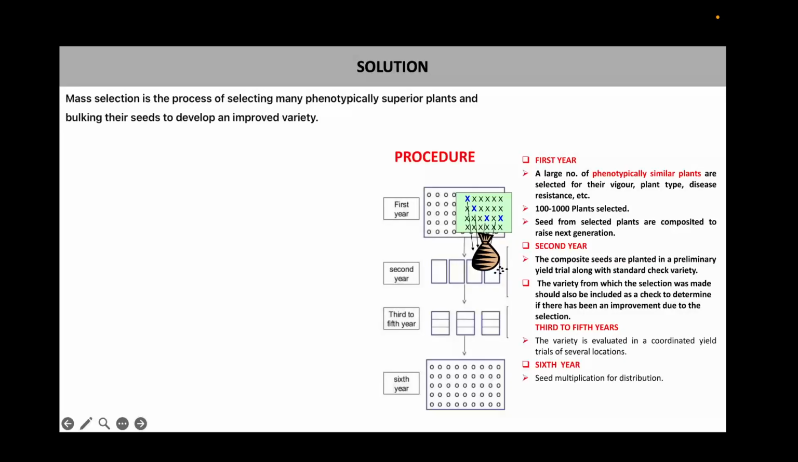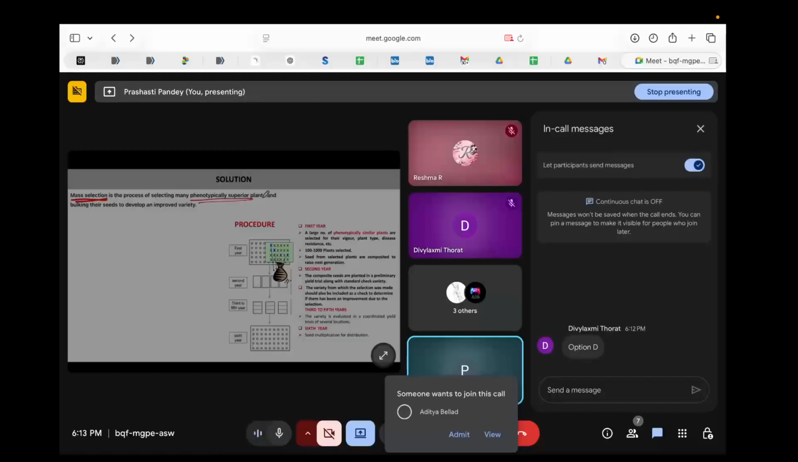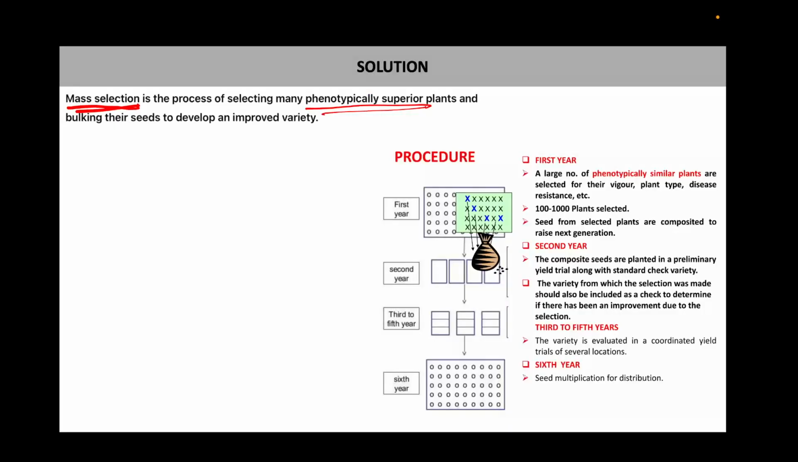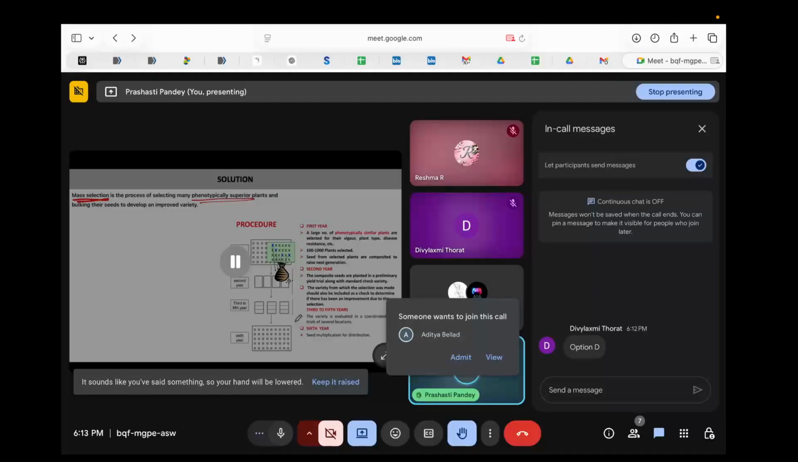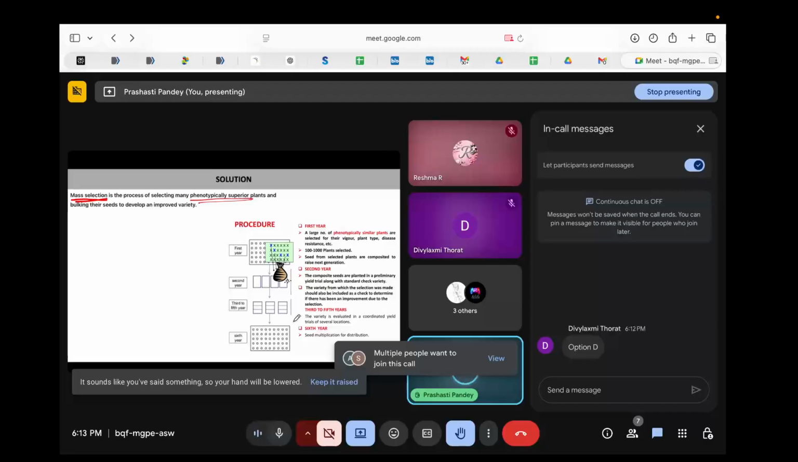All right. So first, although we have done this topic a lot of times before, let's try to understand what the mass selection process is first. So basically, mass selection is the process of selecting many phenotypically superior plants. This means that the process of selection in case of mass selection is totally dependent on the phenotypes of the plants. It has nothing to do with the molecular combinations or anything like that.